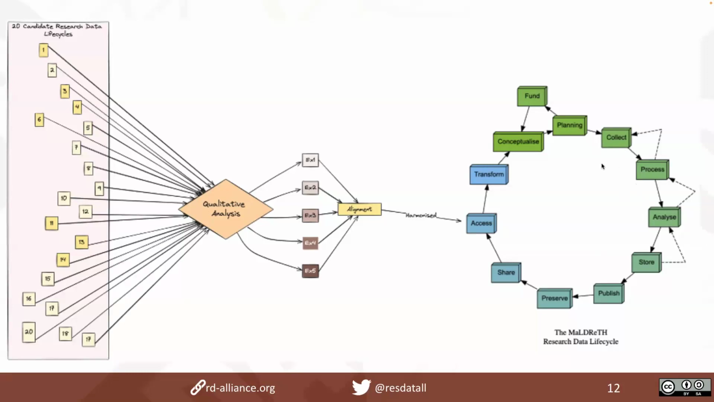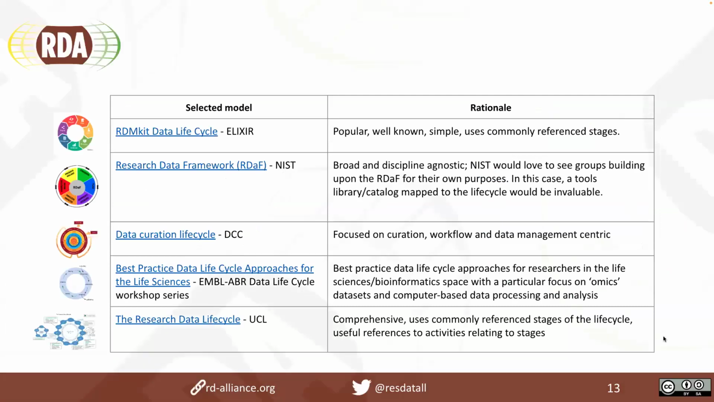This is kind of a harmonization of the most prominent features of the 5 most characterized, most well-described research data lifecycles that we identified from the 26. So moving on. The 5 research data lifecycle RDL models that we chose were from Elixir, NIST, DCC, EMBL, and UCL. You'll see that we've got a rationale for each of those, which I'll leave you to read in the slides in your own time. And then we did a kind of sparse and dimensional mapping of those 5 lifecycles and their characteristics.